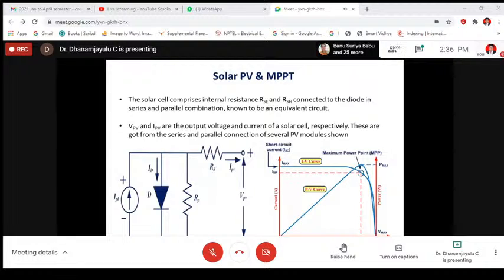The PV is fed to the inverter. So you need to get the maximum power point, that is the MPPT technique. You need to extract the maximum power at IMP and VMP. And when it comes to the MPPT technique, I am going to propose a simple P&O technique to extract the maximum power.